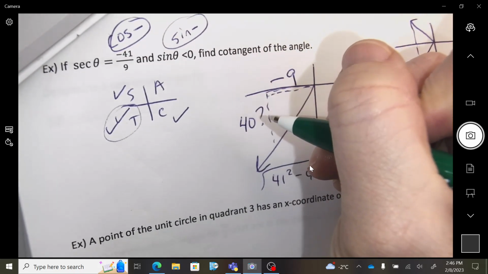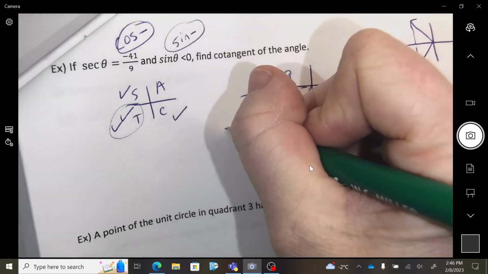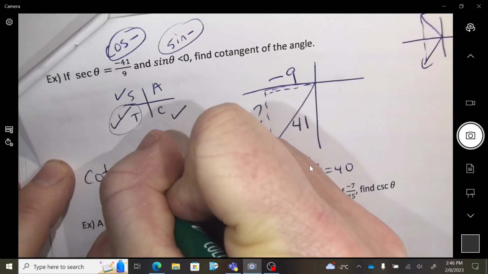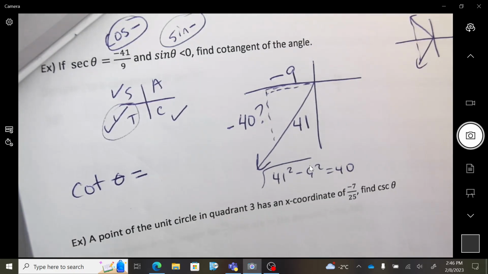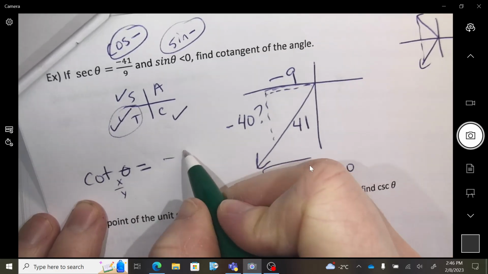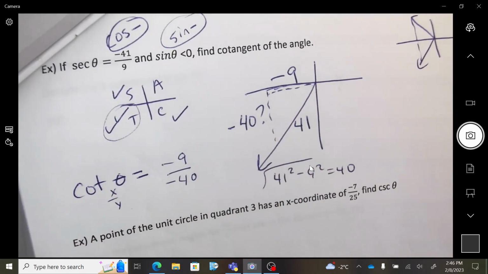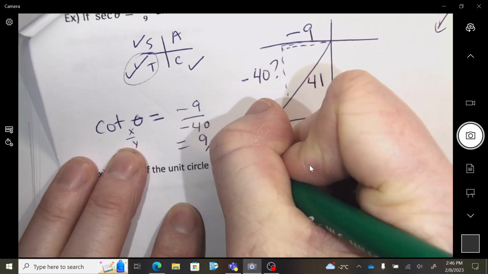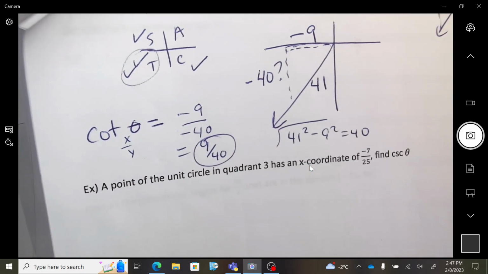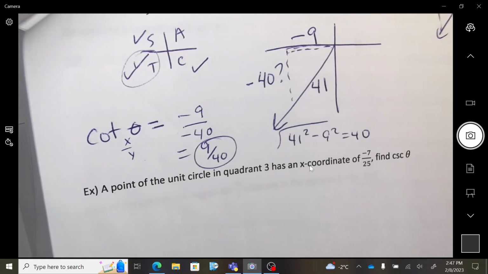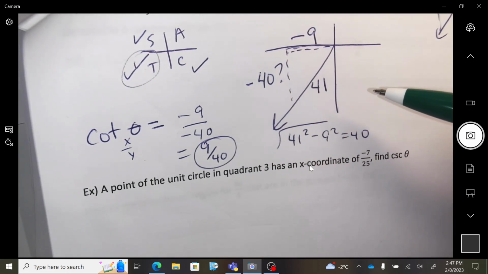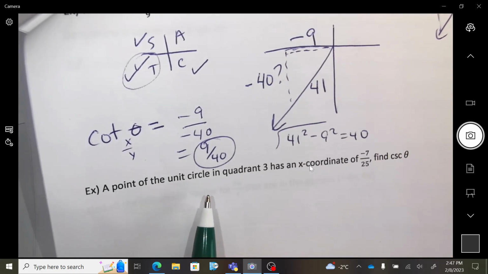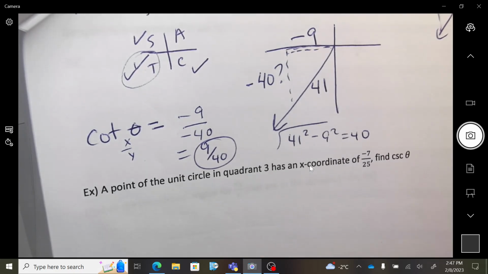I'm done the math, so now I say positive or negative. Cotangent of this angle is x over y, so negative 9 over negative 40. The two negatives cancel, so it's positive 9 over 40. Does it make sense? It's the T quadrant, so cotangent should be positive. If tan is positive, cotangent is positive.